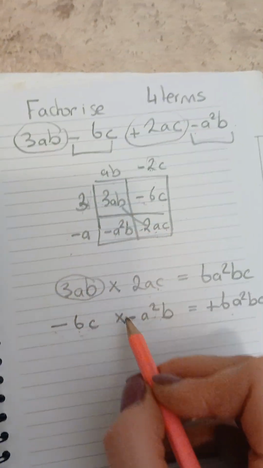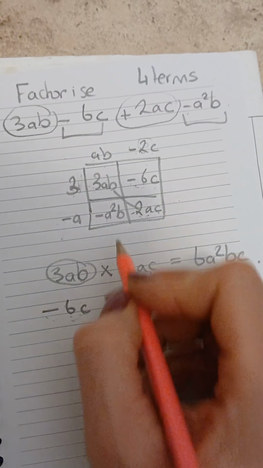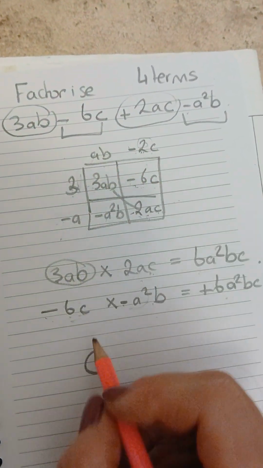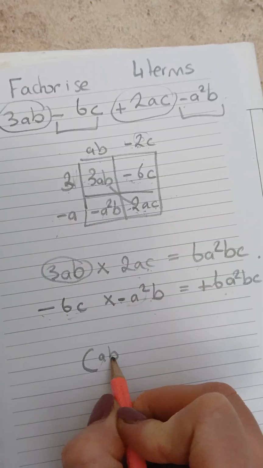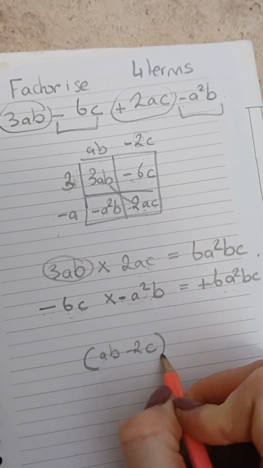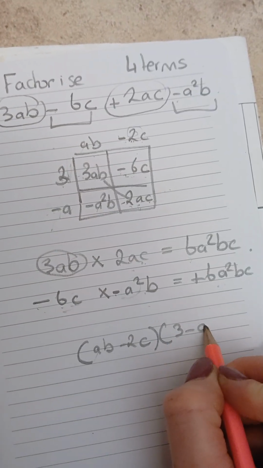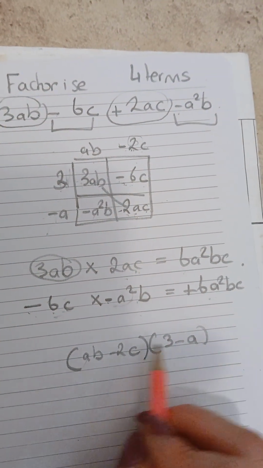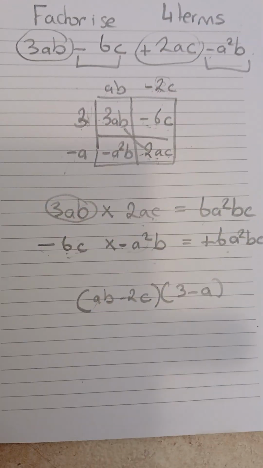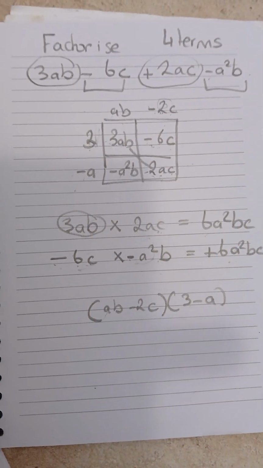So my answer then is basically the top box, top things together. So that's ab minus 2c. And then the side, which is 3 minus a. And it doesn't matter which one I put first. And that's the answer done. Okay, so please make sure you do that.